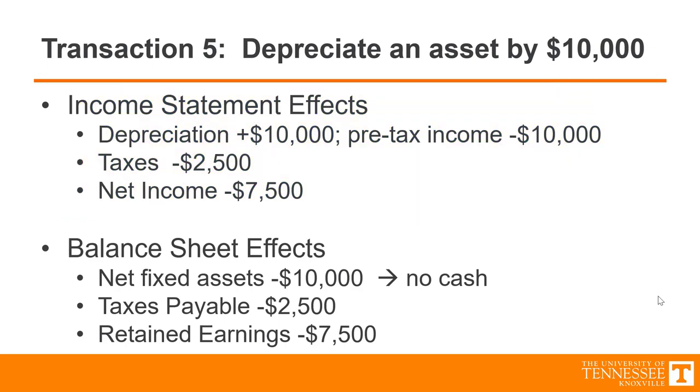On the balance sheet side of things, our net fixed assets would be $10,000 lower. There's no cash changing hands, no cash effects, but the book value of our assets has gone down. If we had these things split up into gross assets and accumulated depreciation, the accumulated depreciation would have increased by $10,000, and so our net fixed assets would have decreased by $10,000. Again, the taxes payable would have decreased by $2,500, and the retained earnings are down by $7,500. If we look at the assets and liabilities, our assets are down by $10,000, and so our liabilities and equity must be down by $10,000, and that's what's happening.